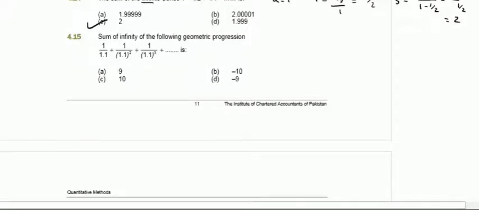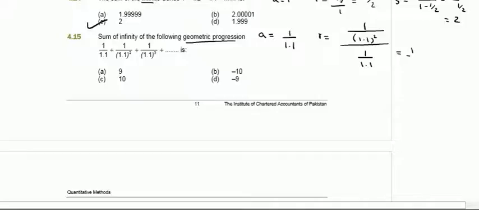4.15. The sum to infinity of the following geometric progression. The geometric progression has first term A, which is 1 over 1.1. R is second term divided by first term, which is 1 over 1.1 squared divided by 1 over 1.1, which is multiplied by 1.1. This and this will cancel, so we will have 1 over 1.1 as our R.